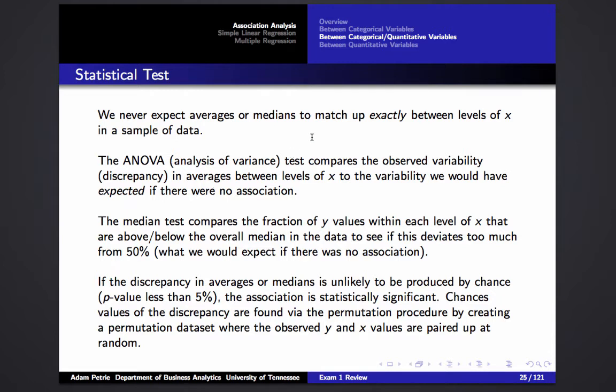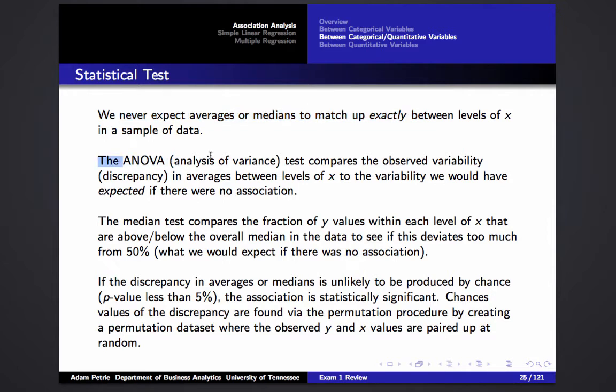We're comparing the difference in averages, or the difference in medians, between each level of x. And since we are just collecting data here, we never expect those averages or medians to match up exactly for each level of x. We expect some variability. So our test is going to look to see if the variability observed is something that can be readily explainable by chance, or if an association is a better explanation.